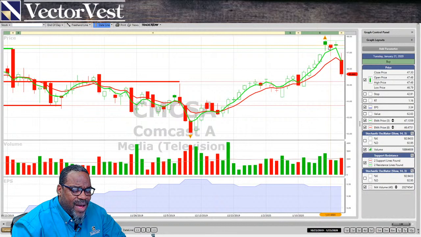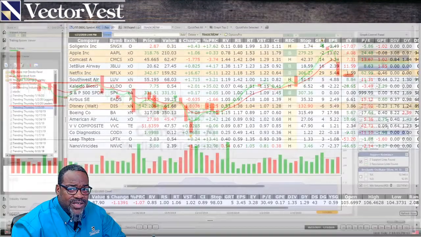CMCSA, the big drop down, because they're losing, and they're forecasting to lose even more. That's in effect. So CMCSA may not be the way to go. And that's all my stocks.